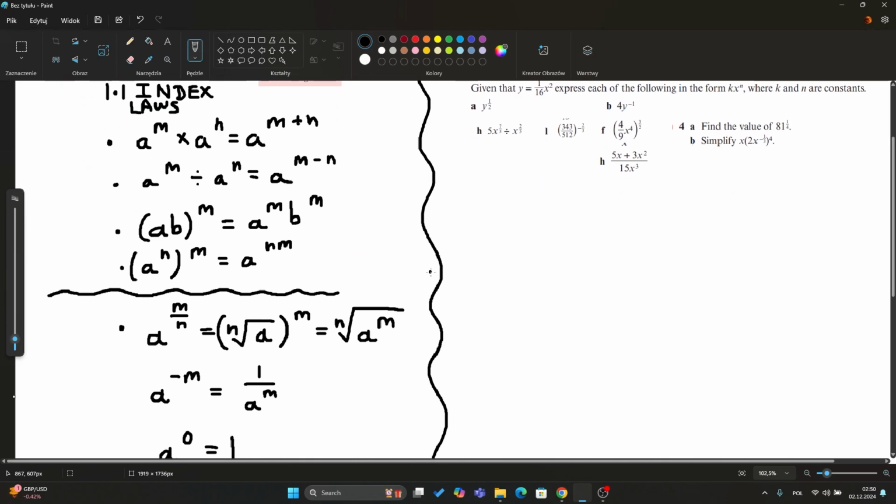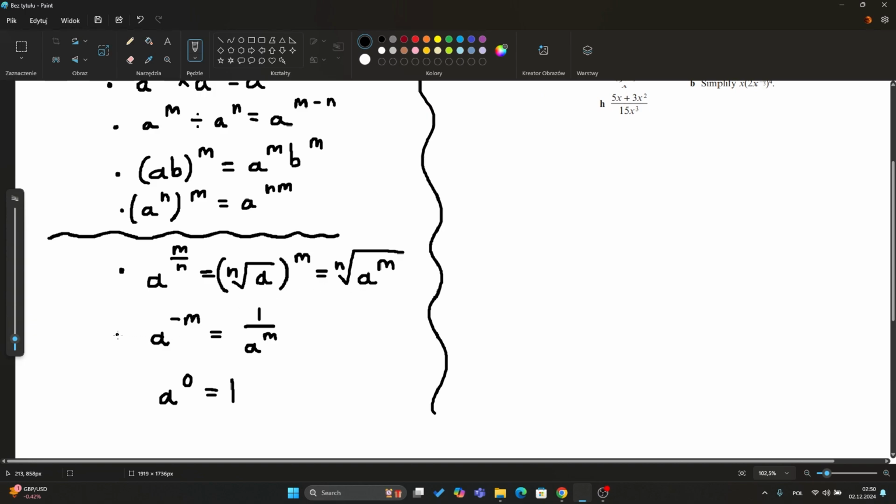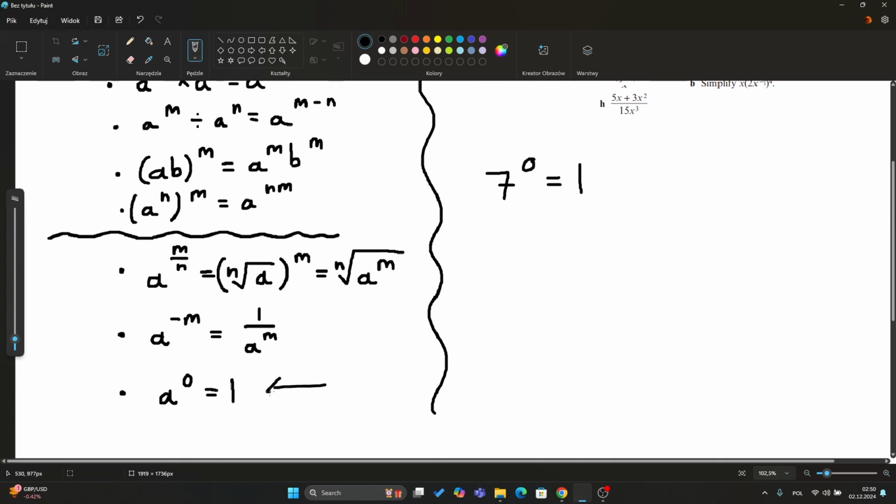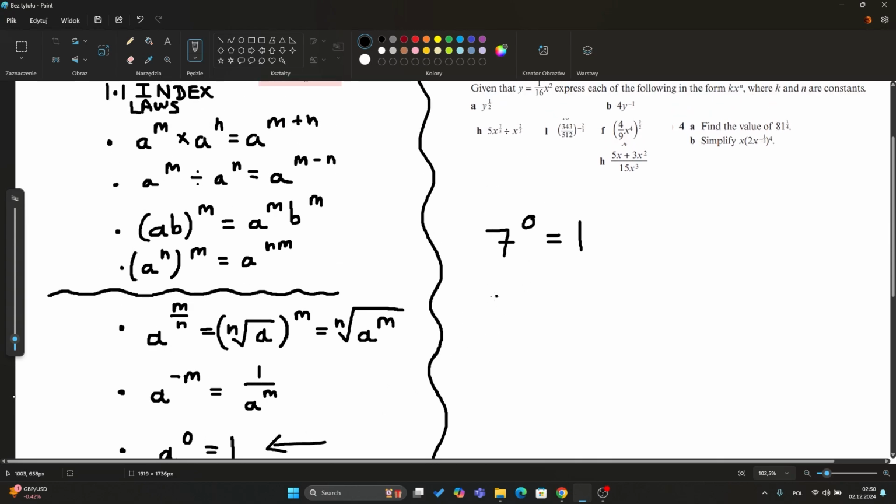But now we have more rules, and these are a to the power of m over n, a to the power of minus m, and a to the power of 0. Now, the easiest rule is that anything to the power of 0 is 1. So this one here is saying that anything, even 9999, to the power of 0 is 1. So anything to the power of 0 is 1. 0 to the power of 0 is also 1.